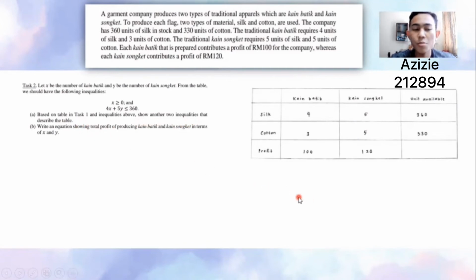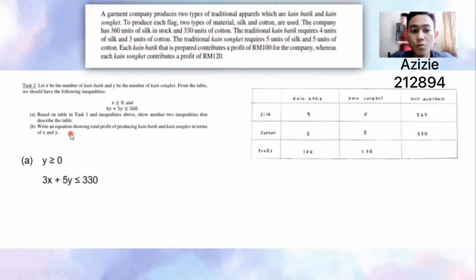So from here, we should know that Y is greater or equal to 0, and another one is from the cotton part, which is 3 units of cotton used in kain batik plus 5 units of cotton used in kain songket must not exceed 330. So the inequality should be 3X plus 5Y is less than or equal to 330. So we will proceed to question B.